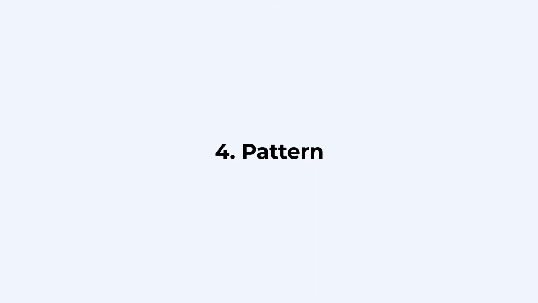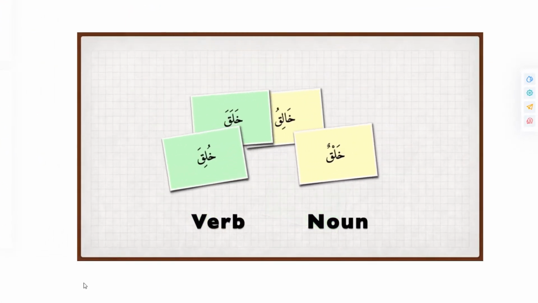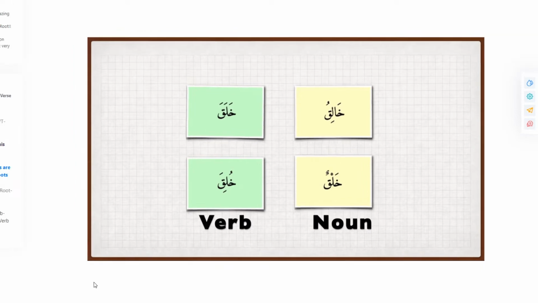Number 4. Pattern. We will meet patterns. The patterns are added to roots and guide the meaning. We will study one set of patterns for verb, then another set for noun. We will visit each surah and learn these patterns. The end of each lesson shows a demo of how to work with that particular pattern.